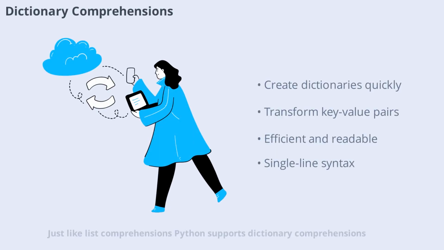Just like list comprehensions, Python supports dictionary comprehensions. These allow you to build dictionaries in a single line of code. For example, {x: x*2 for x in range(5)} creates a dictionary mapping numbers to their doubles. Dictionary comprehensions are useful for transforming or filtering key-value pairs efficiently.